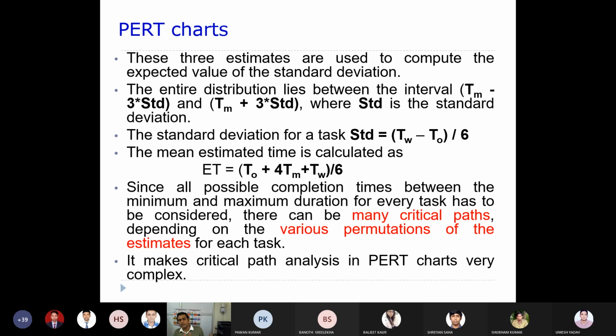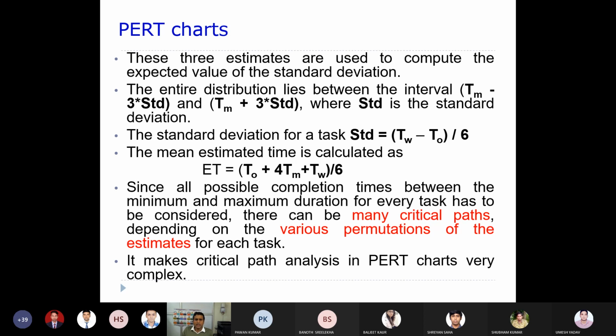If you take Tm plus 2 standard deviations and Tm minus 2 standard deviations, that is probably going to give you around 90 percent. But if you go with the average plus 3 standard deviations and the average minus 3 standard deviations, it will cover almost 99 percent of the area. So all of the samples will be considered, and this way you can see how the entire distribution lies.